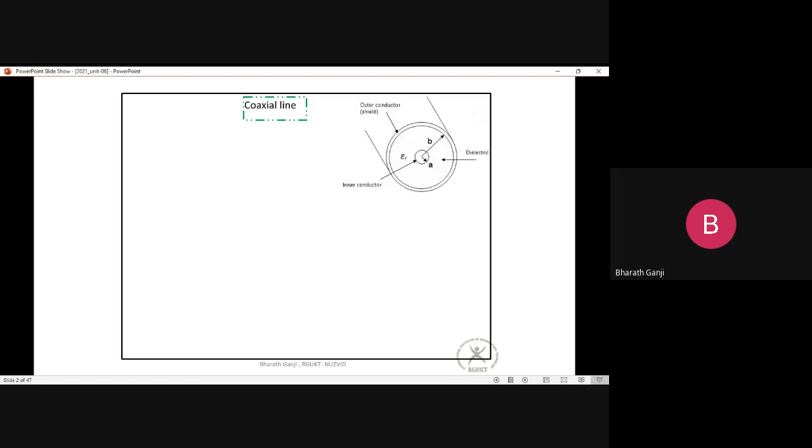So I'll take a coaxial cable. You can see that for the coaxial cable, the inner radius is taken as a and the outer radius is taken as b, and the material is taken as epsilon r. What I want to do is calculate whether there is a transverse electromagnetic wave or not. Okay, one second.